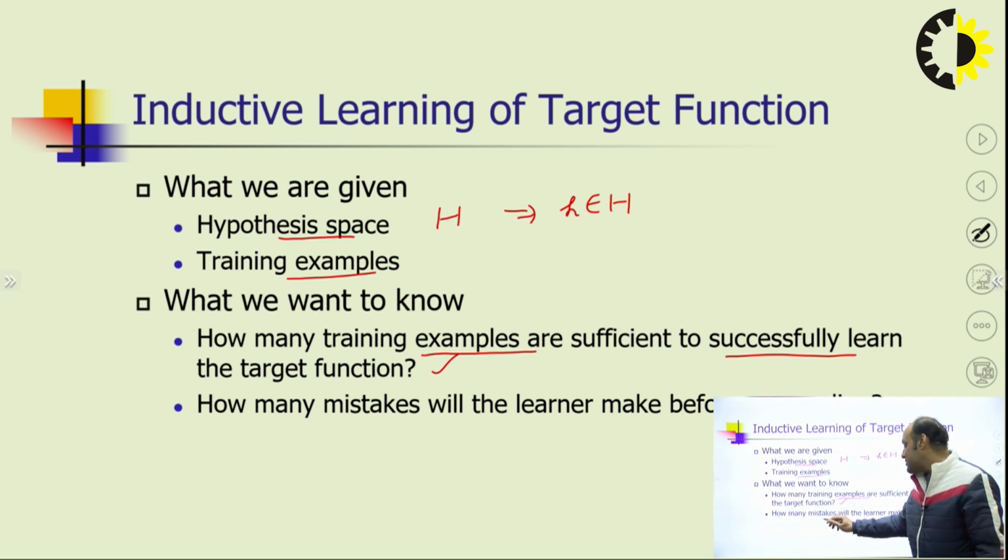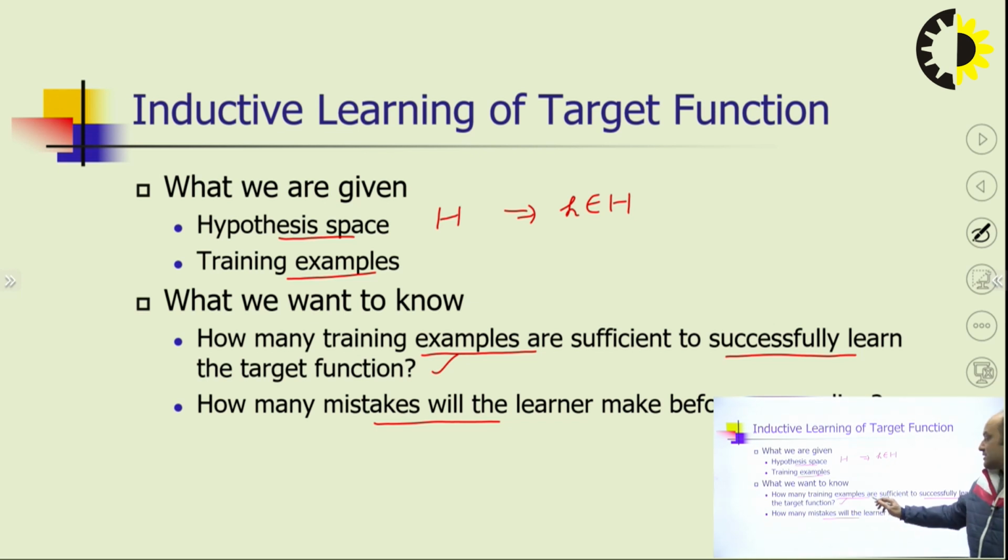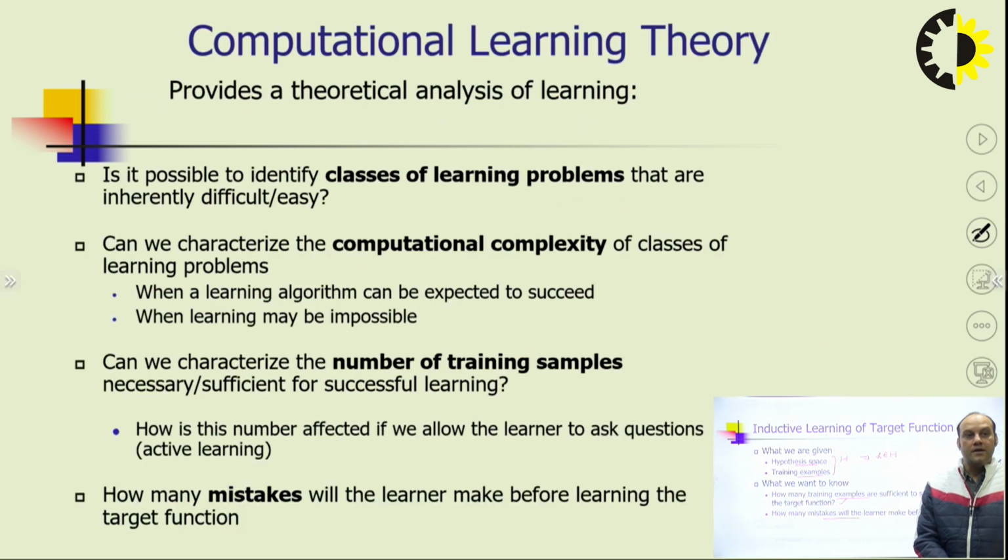Secondly, how many mistakes will a learner make before succeeding, before getting the output? So these are the things that we want to know. These are the given: the hypothesis space is given, the training examples are given, and what theory will we implement to find out that efficient solution. Okay.